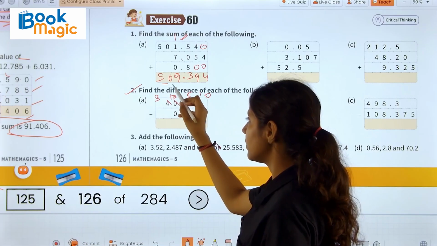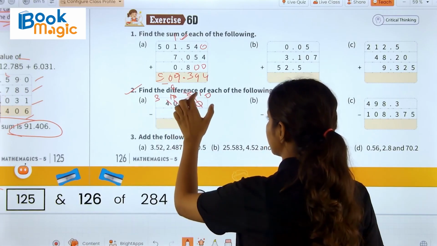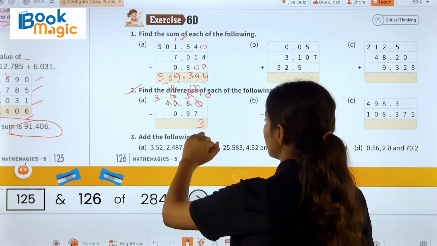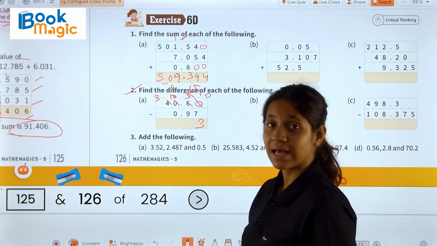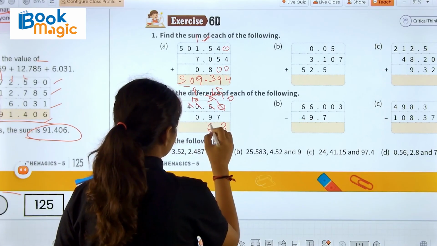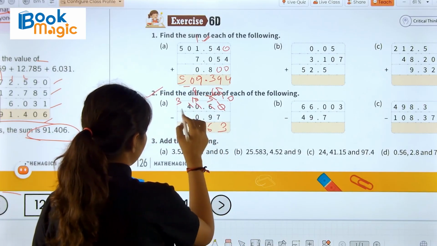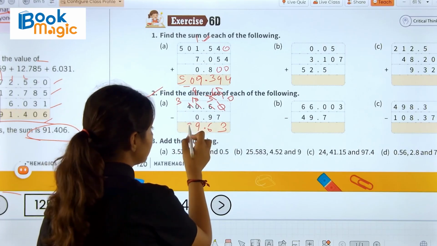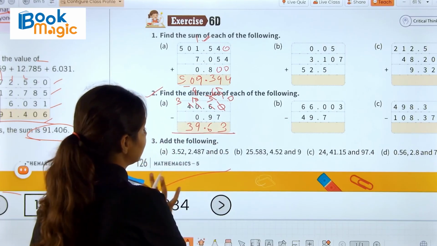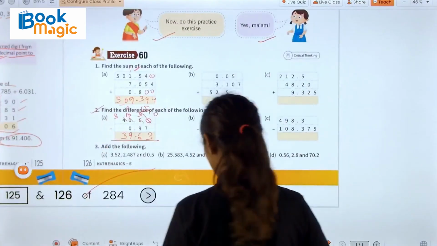Then this will become 9. After that, this will become 15. Now 15 minus 9 is 6. Now 9 minus 0 is 9. And 3 minus nothing is 3. So it will be 39.60. That is the difference of these two values.